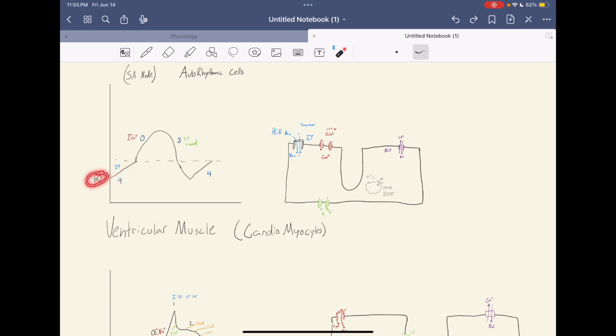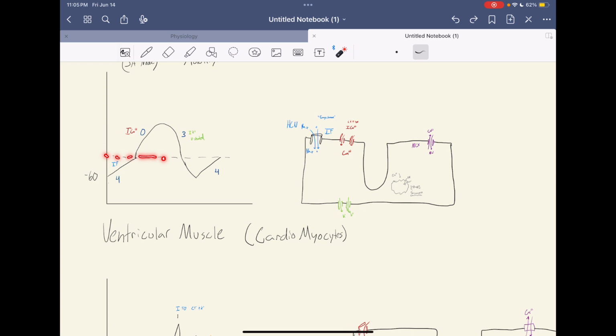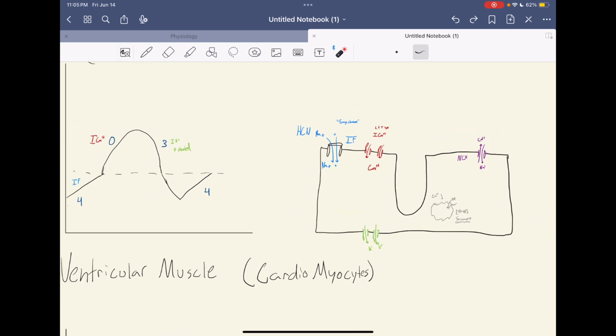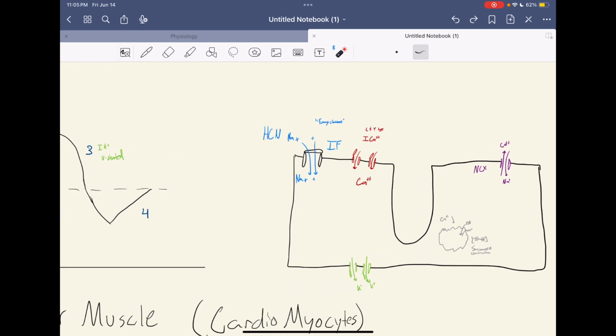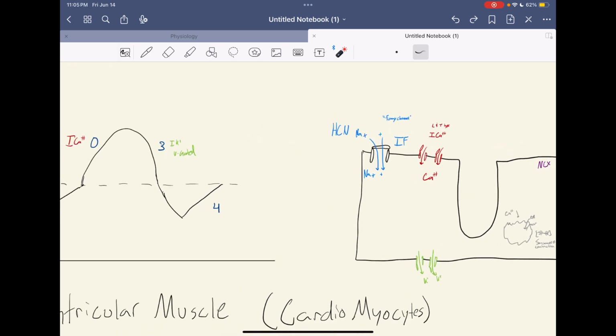Notice it's similar to an axon at negative 60 millivolts, but not quite as low. So it doesn't quite take as much for the SA node to reach this threshold potential here. So as the sodium is moving into the cell and depolarizing, it eventually will hit that threshold where it will start to shoot up. And that will open up these voltage-gated calcium channels right here. So there are two types of these voltage-gated calcium channels.